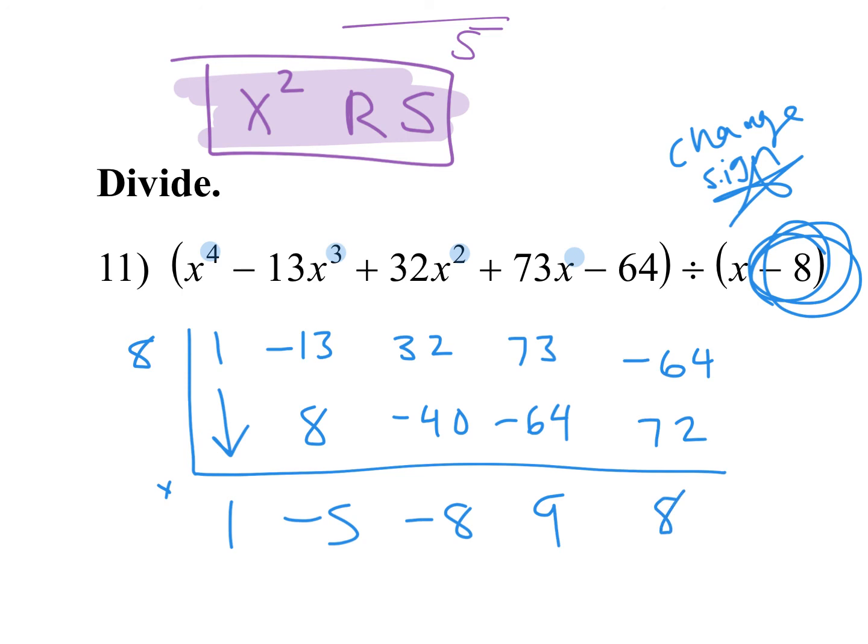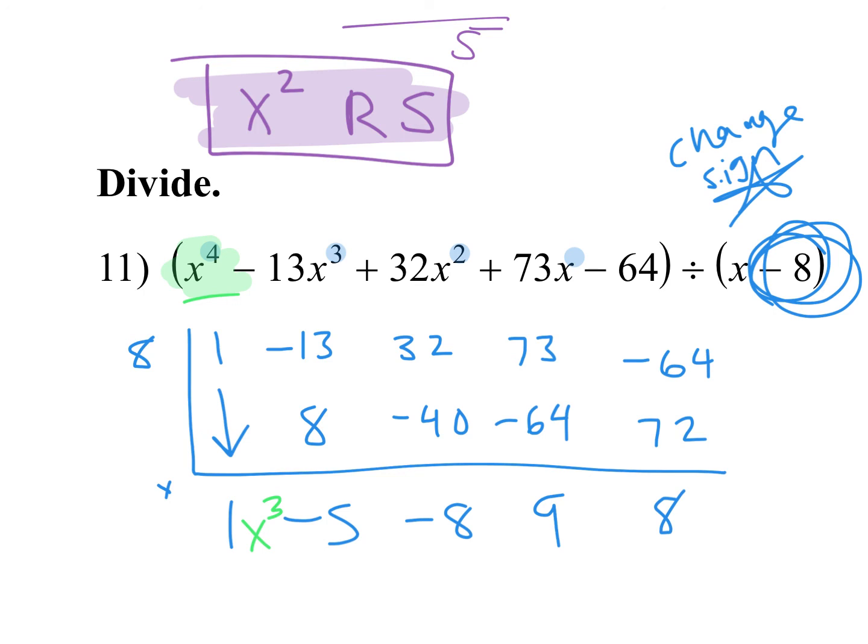Now we need our x's. So if we started with x to the 4th power in our question, what's our answer going to start with? X to the 4th power. So x to the 4th, we always start with 1 less. So x to the 4th, we would start with x to the 3rd.